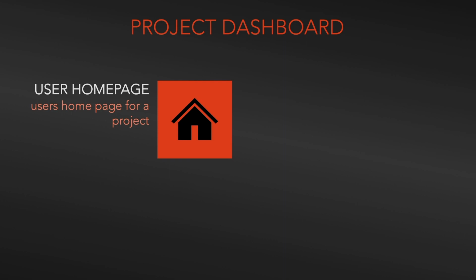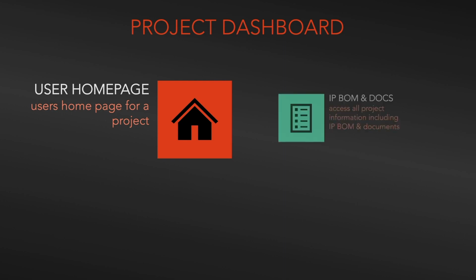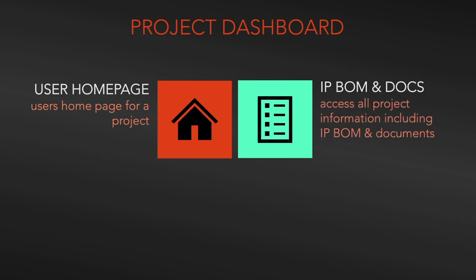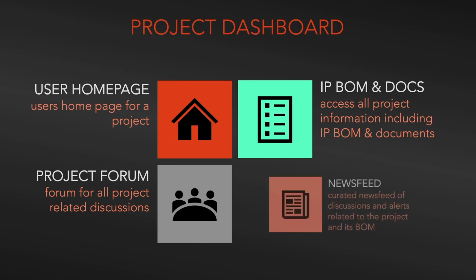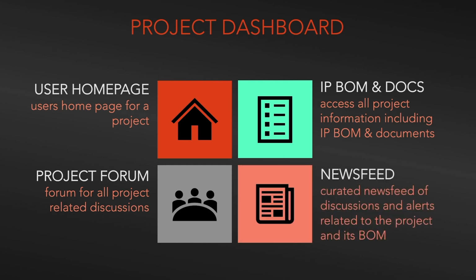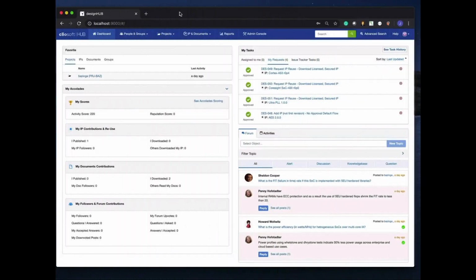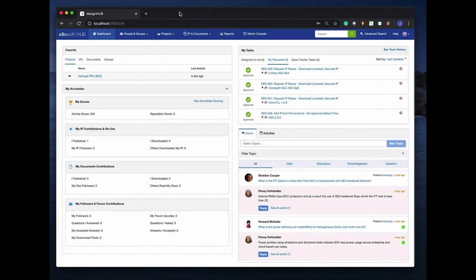HUB provides a convenient dashboard for a user's homepage for the projects that you're working on, an IP bill of materials and documentation page to keep track of the assets, a project forum to discuss with your team members about issues and discussions, and a news feed of curated discussions and alerts about the projects and its bill of materials. HUB provides project collaboration features to allow you and your team to track progress on the projects that you're working on and to get information about them.